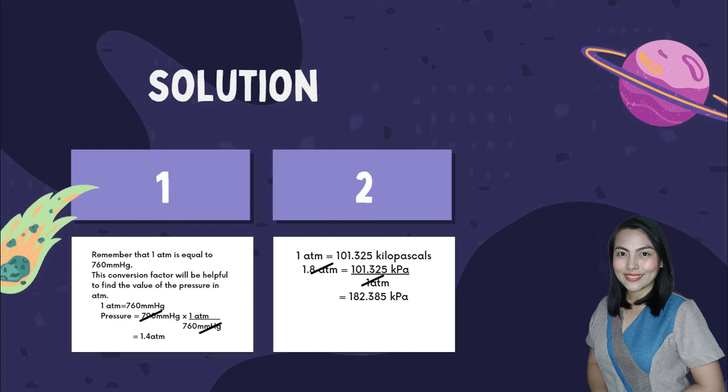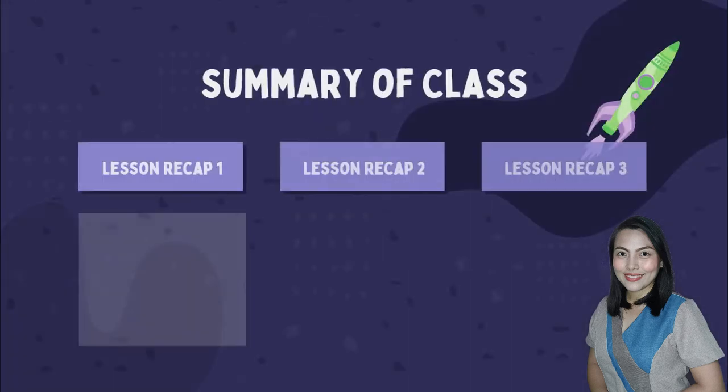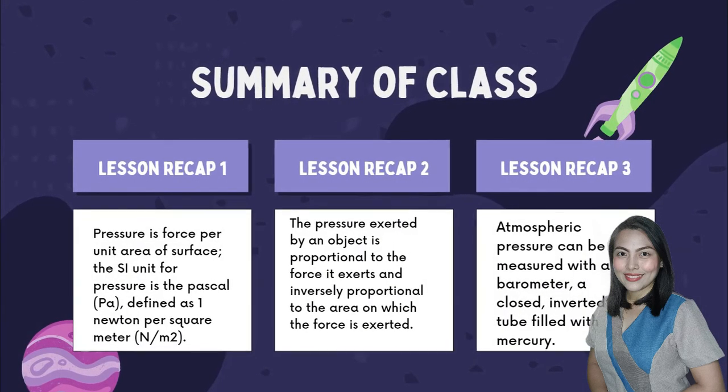Question number 2, you are asked to convert 1.8 atm to kilopascal. So a conversion of units. Therefore, 1.8 atm is equal to 101.325 kilopascal over 1 atm. So cancel out the units, atmospheric pressure. So your answer must be 182.385 kilopascal. Congratulations, learners! You did a great job today.